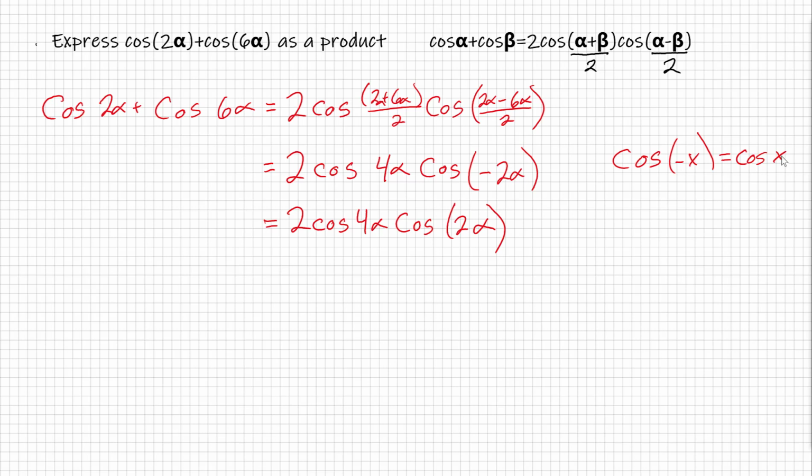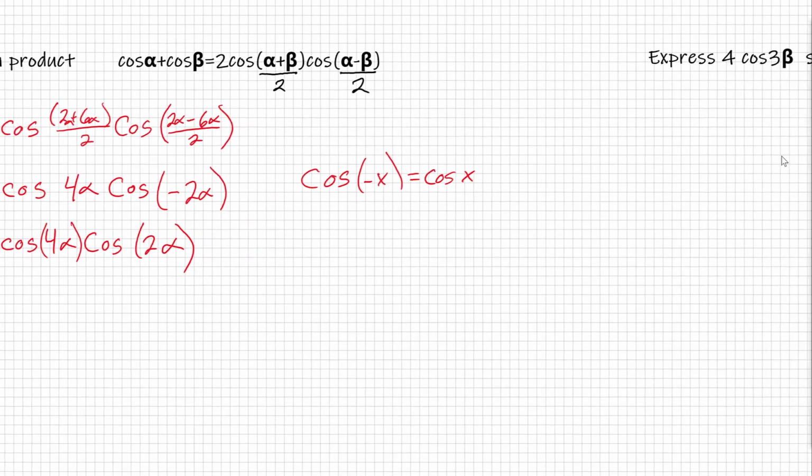And so that's how we'd solve that one. So we can rewrite the sum of these two cosines as the product of 2 times cosine 4 alpha times cosine 2 alpha. Let's do another one. Instead, let's go from product to sum.